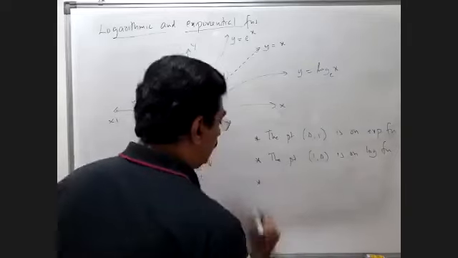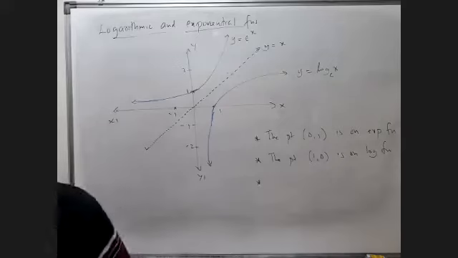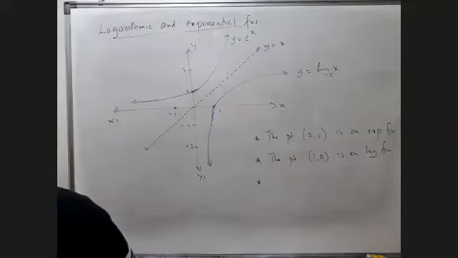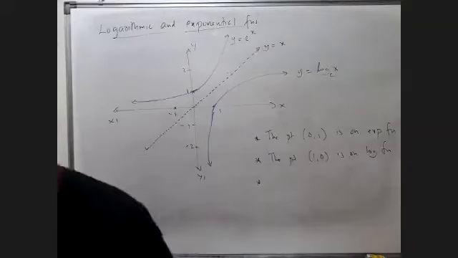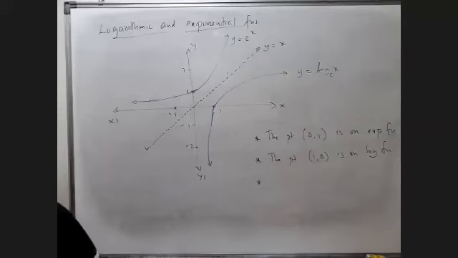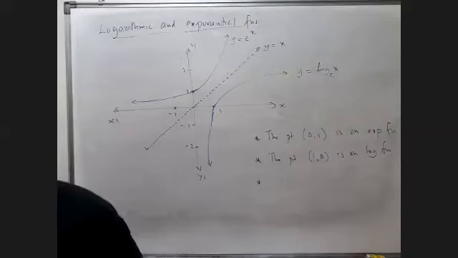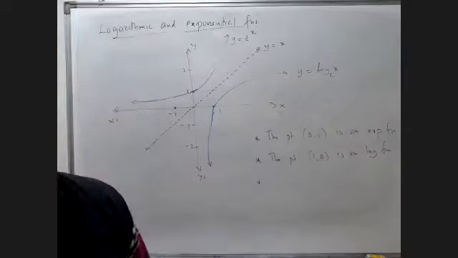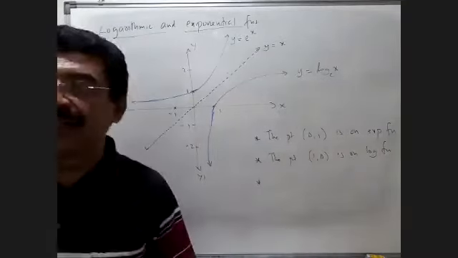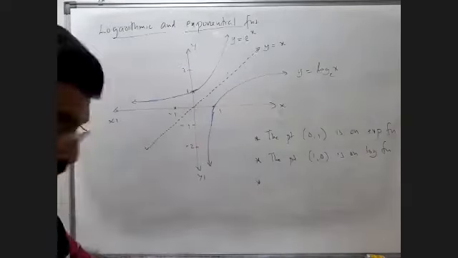Next point: the graphs of exponential and logarithmic functions are the mirror images of each other, reflected in the line y is equal to x.